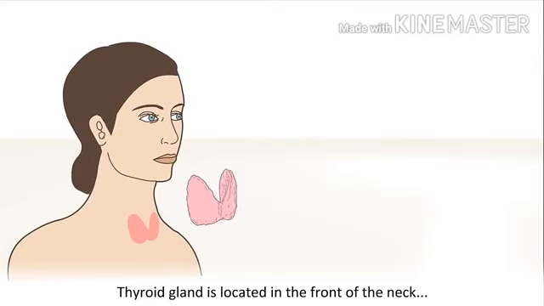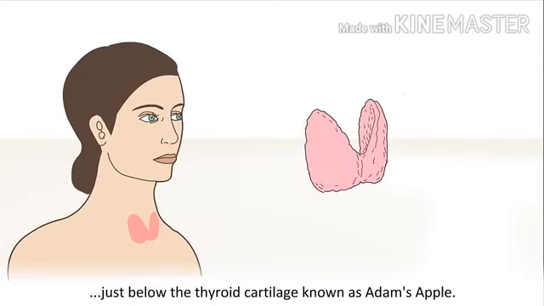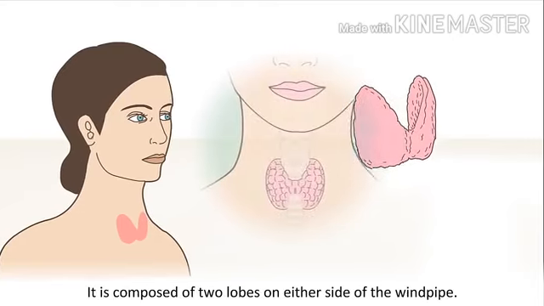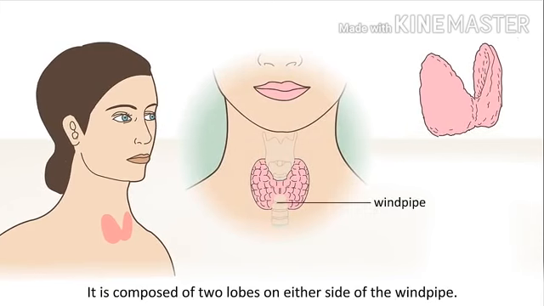Thyroid gland is located in the front of the neck, just below the thyroid cartilage known as Adam's apple. It is composed of two lobes on either side of the windpipe. It is a butterfly-shaped gland that sits low on the front of the neck. The thyroid has two side lobes connected by a bridge in the middle. Brownish red in color, the thyroid is rich with blood vessels.